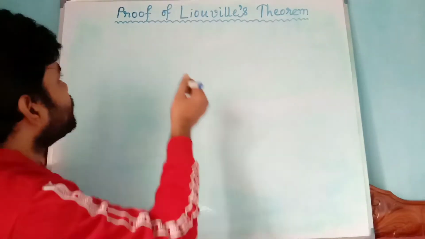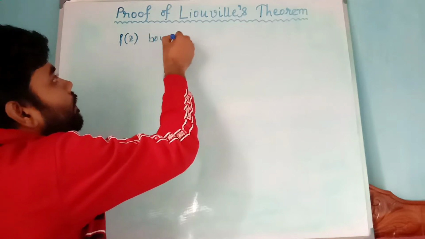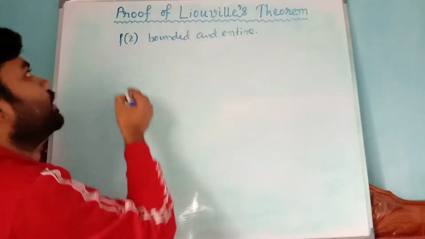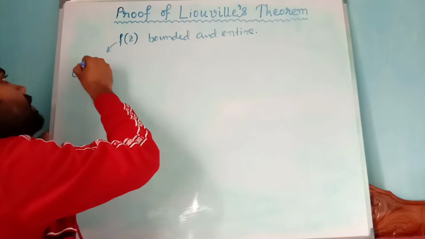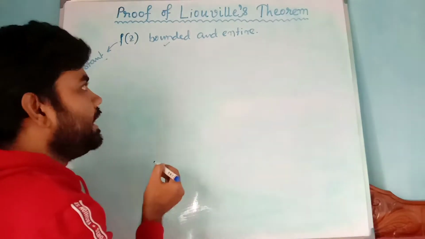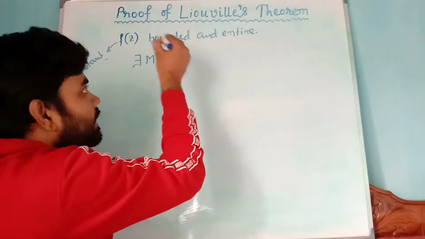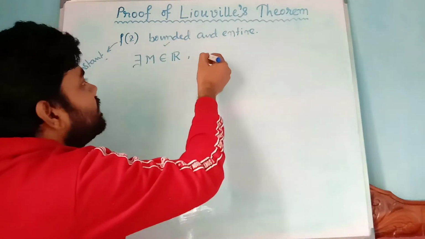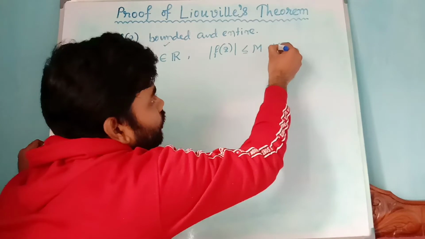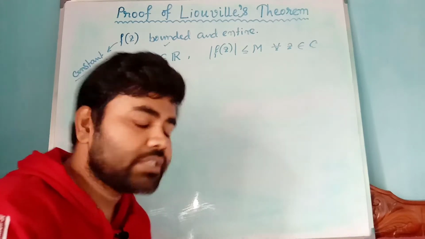So what are the hypotheses? The hypotheses are that f(z) should be bounded and entire. These are the hypotheses of the theorem. We have to prove that f(z) is a constant function. So since f(z) is bounded, we will have a finite real number capital M belonging to R such that |f(z)| will be less than or equal to capital M for all z belonging to C. This is the definition of being bounded of a complex function.